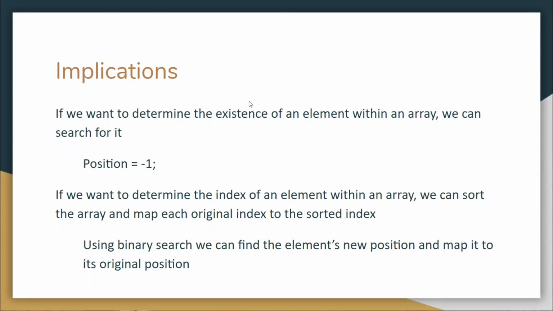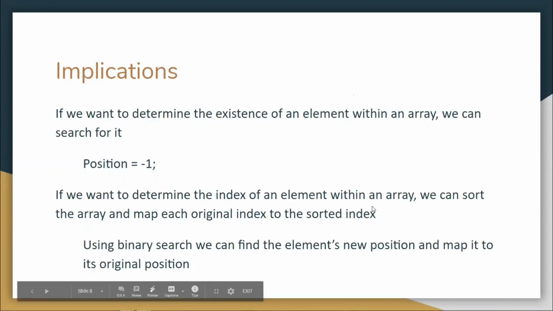Alternatively, another thing we can do with a search and sort function is determine the index of an element within an array. For example, as we determined earlier, the index of 22 was 10, and we can use a binary search algorithm for it. However, the indices would only match the sorted array.